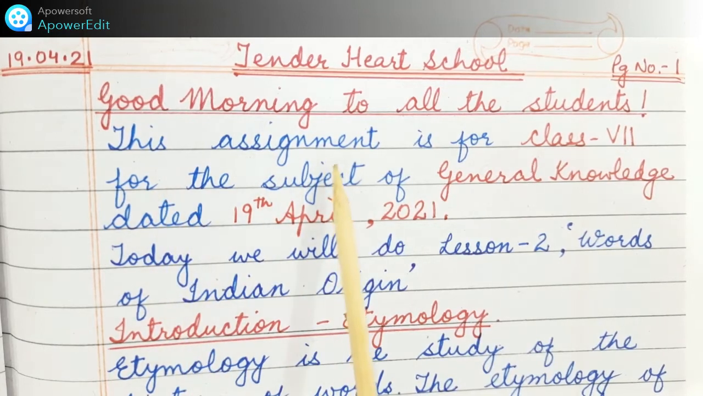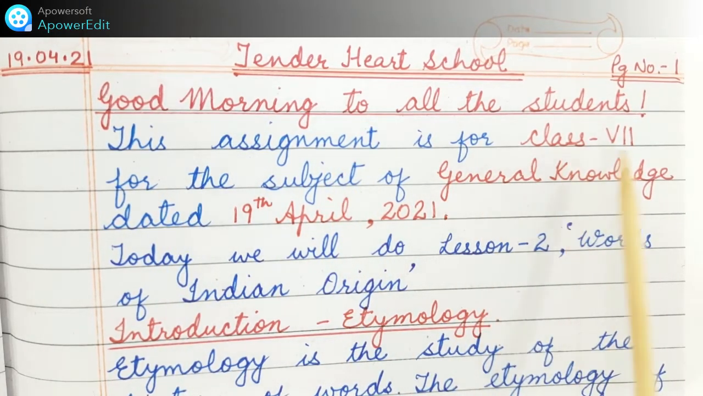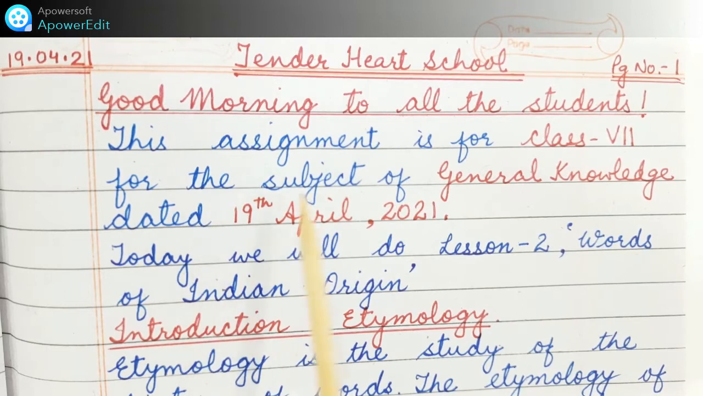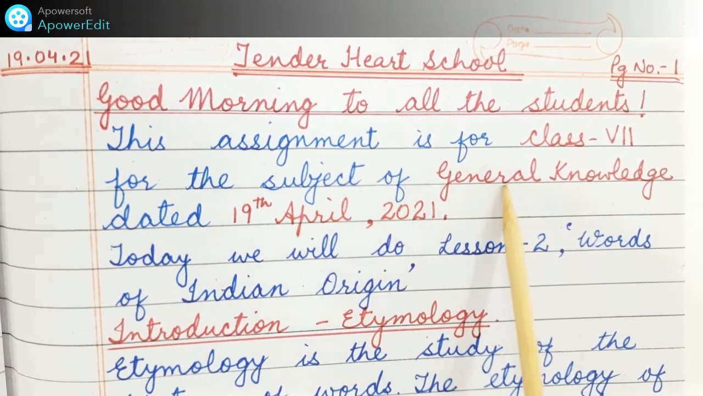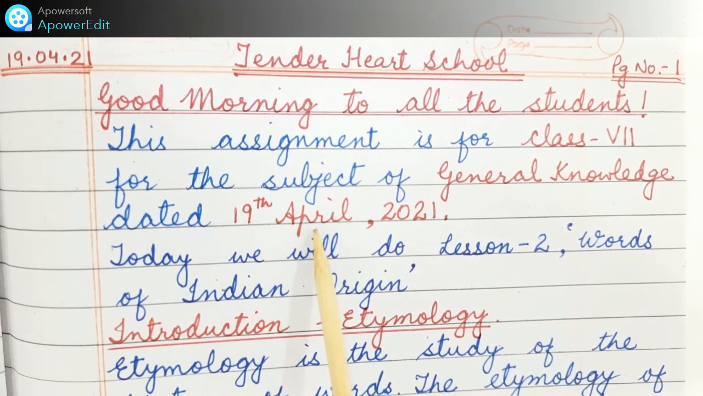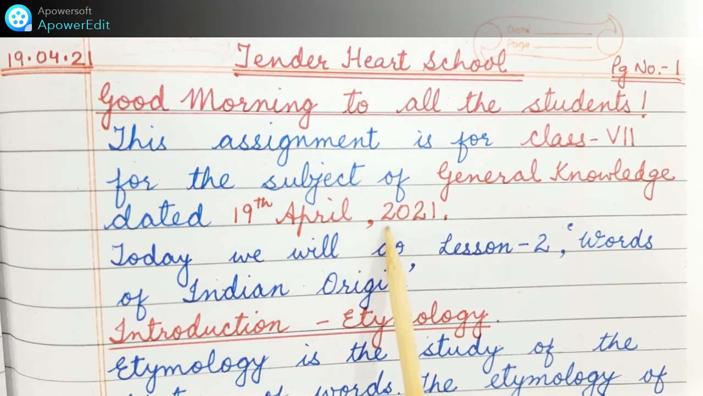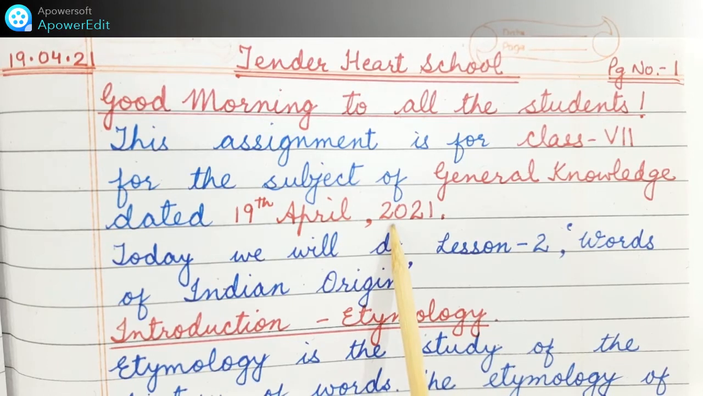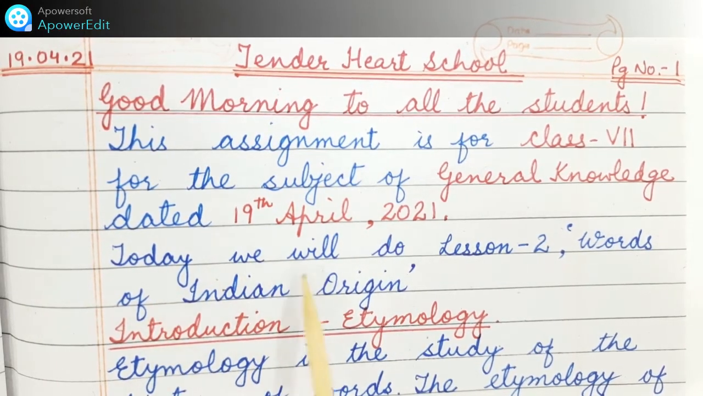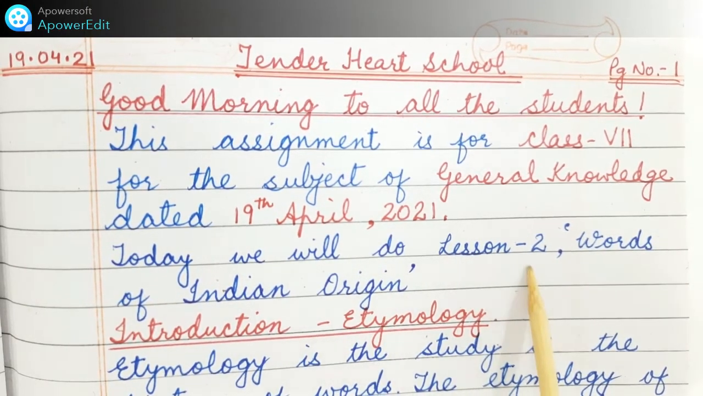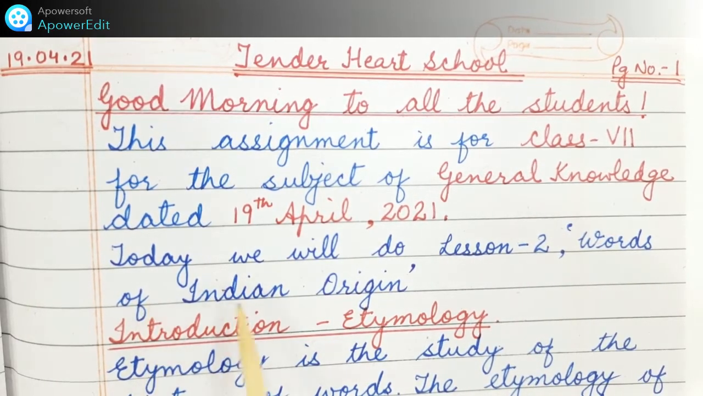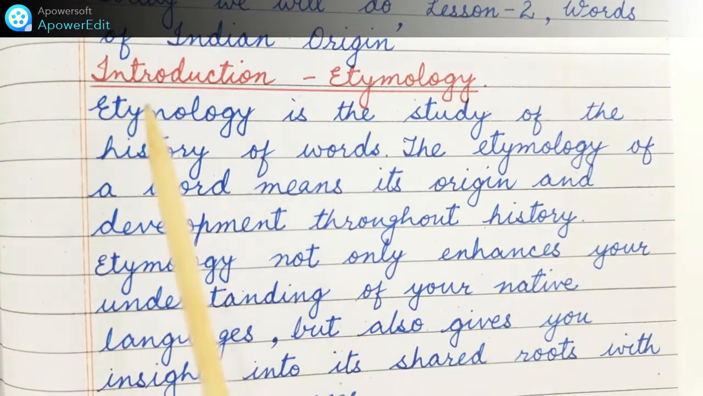This assignment is for class 7th for the subject of general knowledge, dated 19th April 2021. Today we will do lesson 2, words of Indian origin. Introduction.